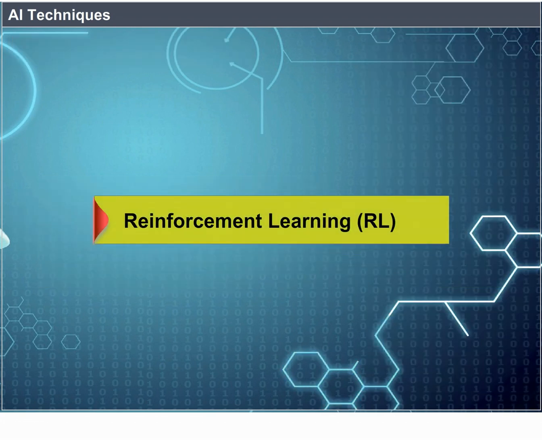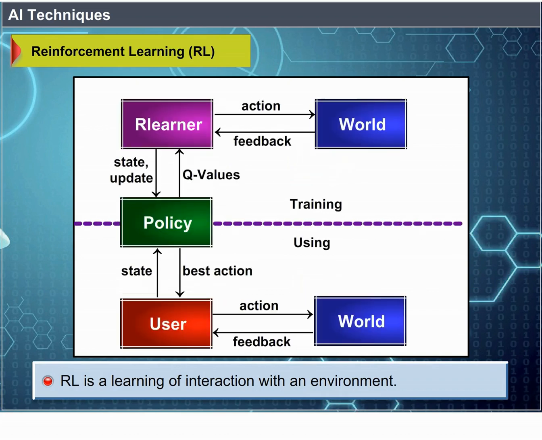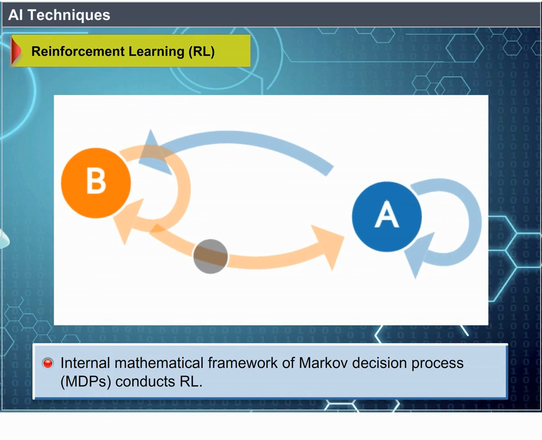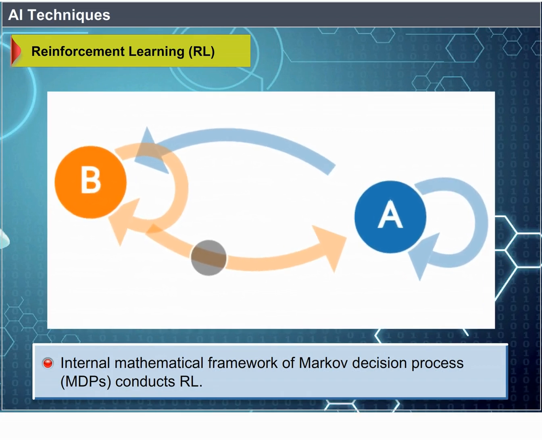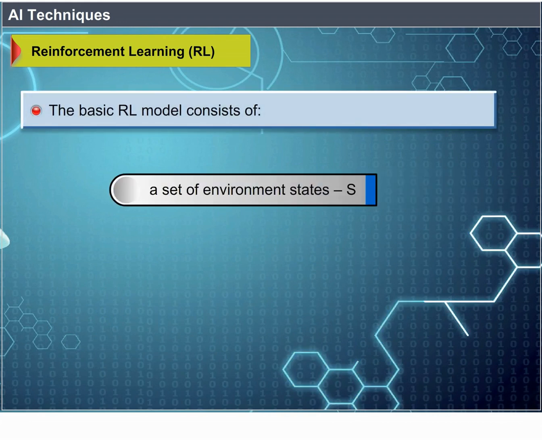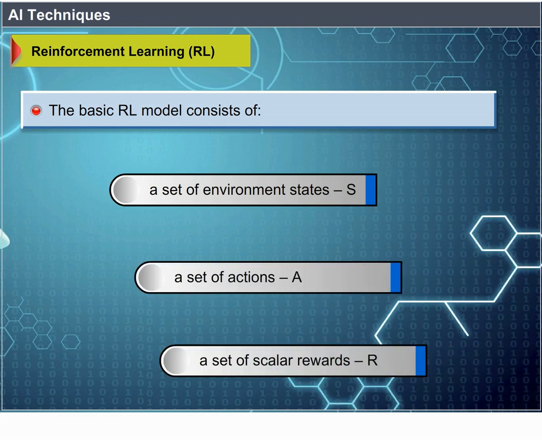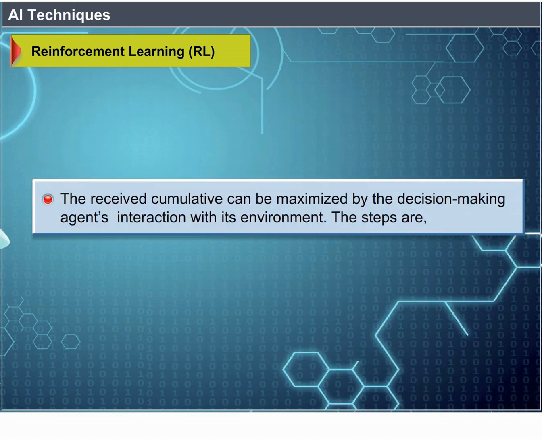Reinforcement learning (RL). RL is learning through interaction with an environment. The internal mathematical framework of Markov decision processes (MDPs) conducts RL. The basic RL model consists of a set of environment states S, a set of actions A, and a set of scalar rewards R. The received cumulative reward can be maximized by the decision-making agent's interaction with its environment.